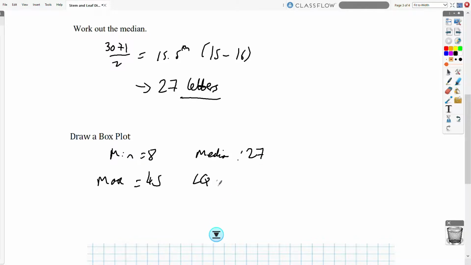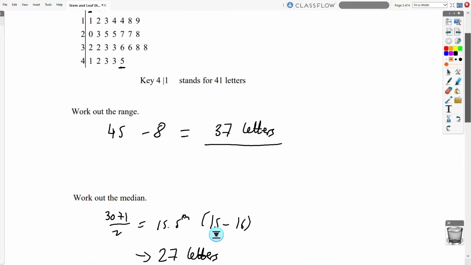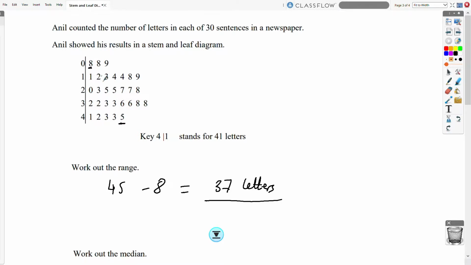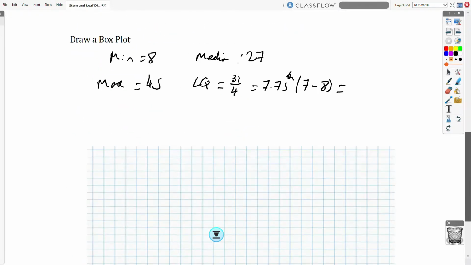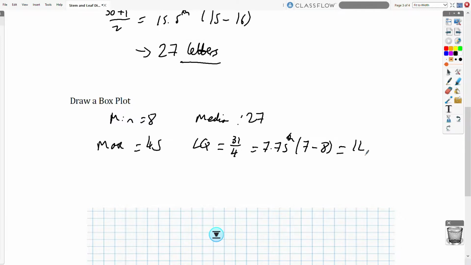So lower quartile, similar to median, n plus 1 over 4. So we're doing 31 over 4, which gives us 7.75. Whenever your lower quartile is in between two numbers, even if it's 0.25, 0.5 or 0.75, you're always taking the midpoint. So we're looking for the middle of the 7th and 8th values from the table. 1, 2, 3, 4, 5, 6, 7, 8, they're both 4s, so the lower quartile will just be 14.